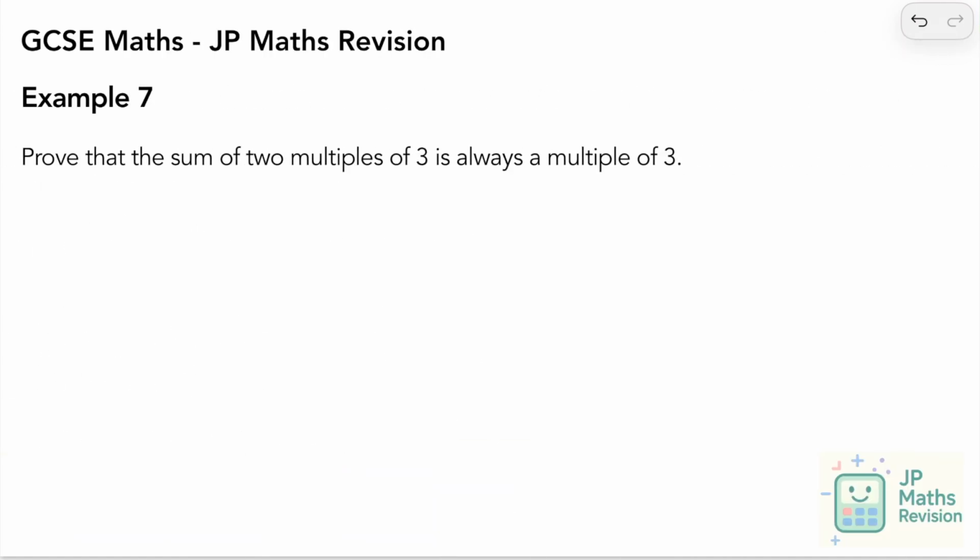Here's another example. So we need to prove that the sum of 2 multiples of 3 is always a multiple of 3. So a multiple of 3 could be 3n, and another multiple of 3 could be 3m. Okay, so it just needs to be any 2 multiples of 3, and I'm taking the sum. Now these aren't like terms, I can't add 3n and 3m, but I want to prove they're a multiple of 3. So I can just pull out 3 as a factor, so it's 3 bracket n plus m. So the answer is clearly a multiple of 3 because it has 3 as a factor.